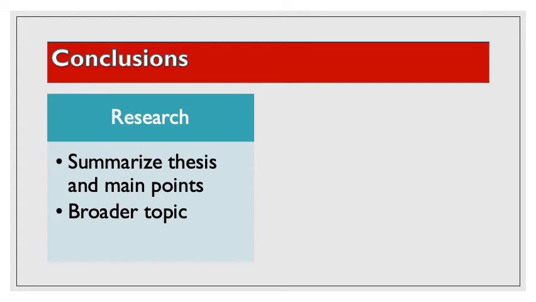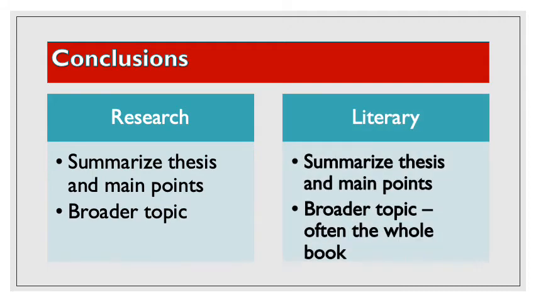In the research paper, you learn to summarize your thesis and main points and connect to a broader topic. And it's the same in a literary paper, except sometimes your broader topic is just the whole book. Now, Ragtime is a book that lends itself very well to being connected with the real world. And you might want to do that, and you might want to do only that, and that is fine. But one thing to know about literary papers is you always have a built-in broader topic, which is the whole book. So let's say you wrote an entire paper on Tata's journey.